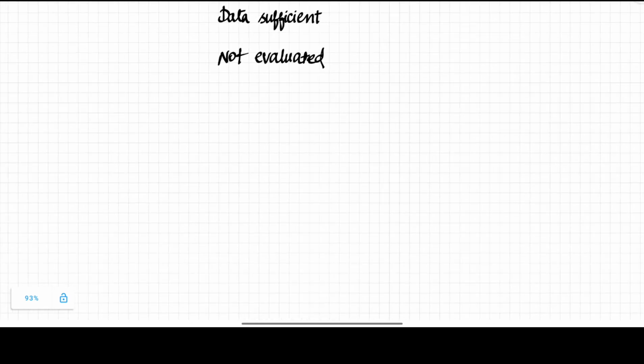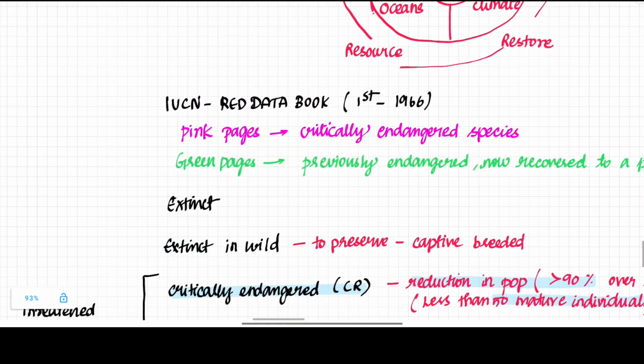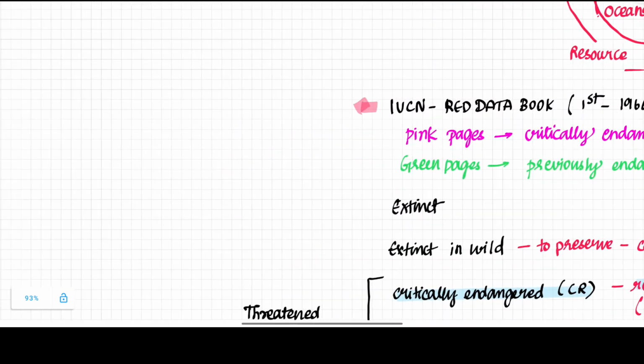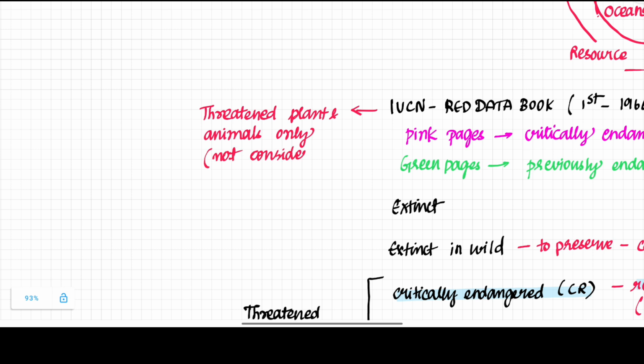Now, certain facts related to the IUCN: it consists of only the threatened plant and animal species. It considers only the threatened plants and animals. It does not consider endemic.